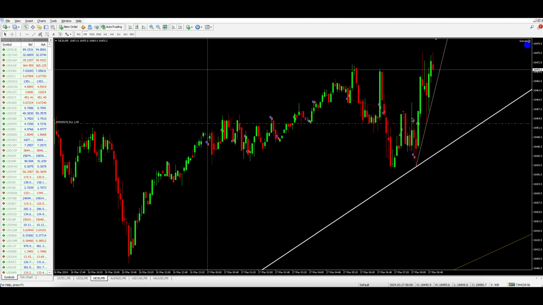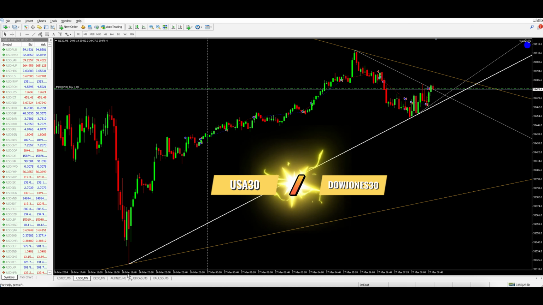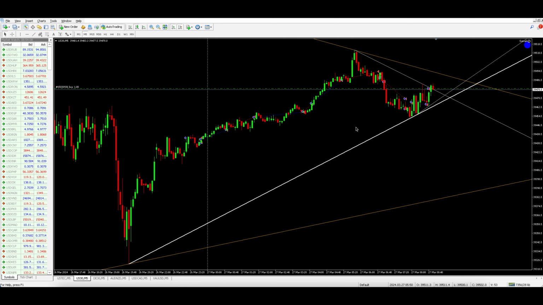Now what I like about the board is the fact that every single time the market starts to trend, it will also start to execute powerful trades as well. Now let us quickly check what did it do with USA 30. USA 30 also let it run overnight.